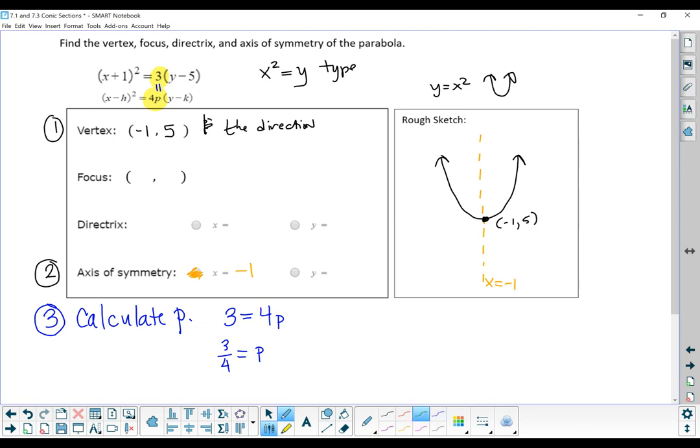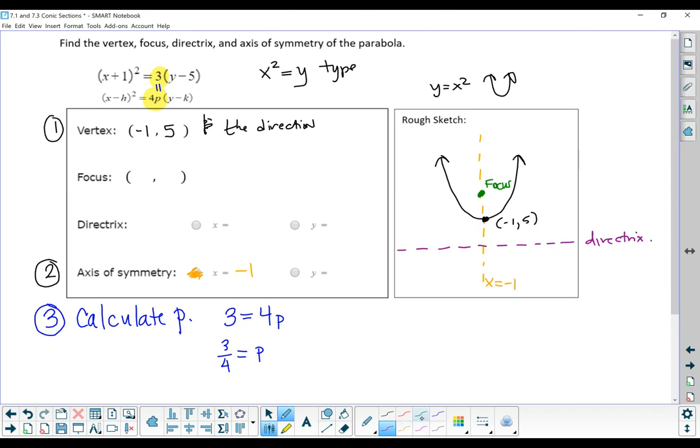So for a parabola, when we're thinking about it in this form, our focus is above or inside the parabola, and our directrix is going to be below the parabola or outside.